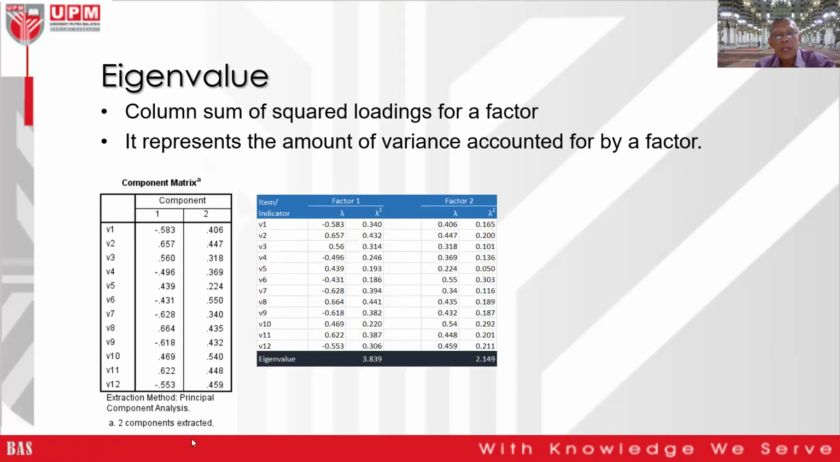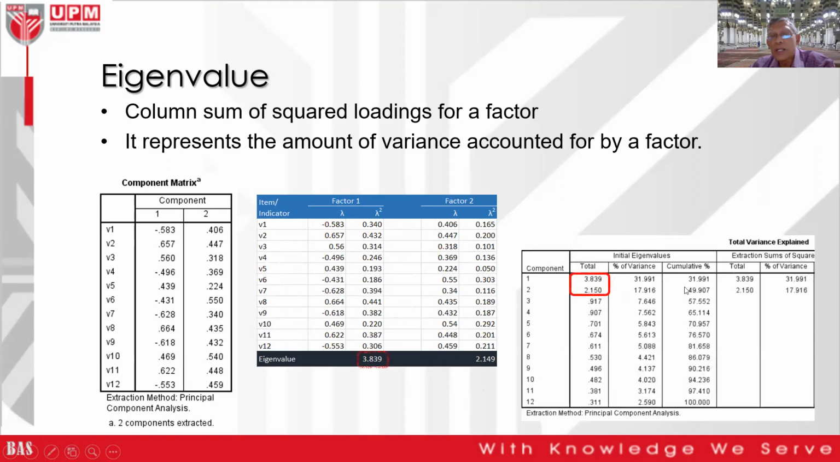And then what we need to do now is, for factor 1, these are the factor loadings, we square each factor loading and get the total. And for factor 2, we square the factor loadings and get the total. That will be the eigenvalue for factor 1, and this will be for factor 2. If you refer to the total variance explained output just now, for factor 1, 3.839, for factor 2, 2.150. There is a rounding error, because if you go for more decimal places, we should be able to get 2.150. That is how they calculate the eigenvalue.